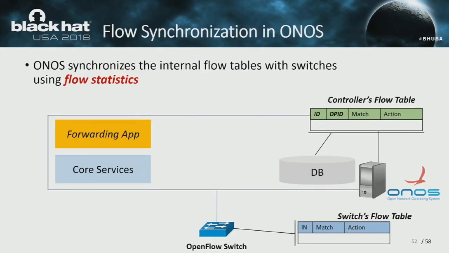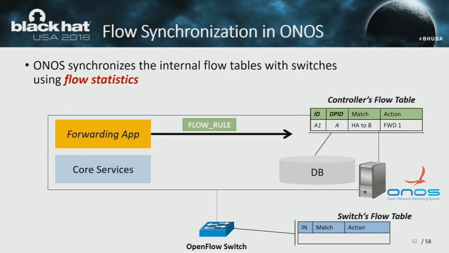So lastly, we have an attack case against ONOS. In SDN, the installed flow rule should be the same between the controller's flow table and the switch's flow table. This means that there should be a suitable synchronization technique in order to accurately synchronize flow rules. In the case of ONOS, they use the OpenFlow flow statistics message. Let me give you an example.